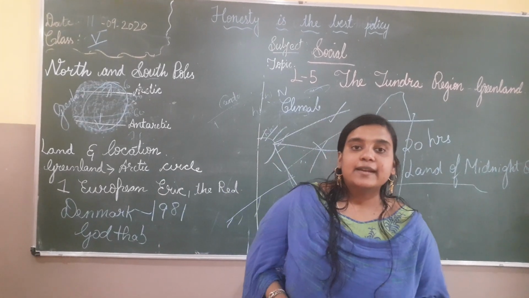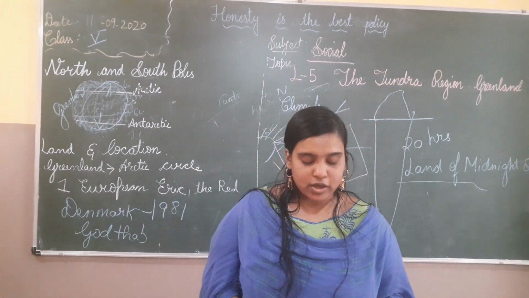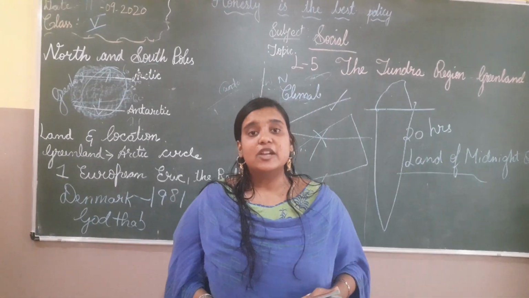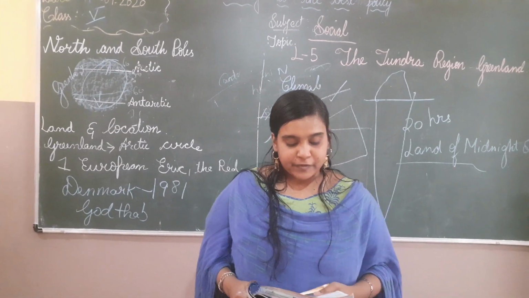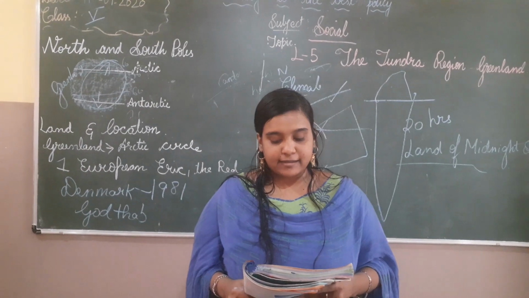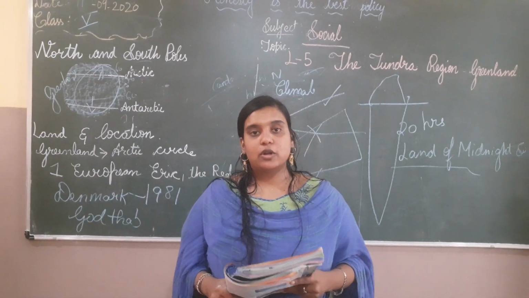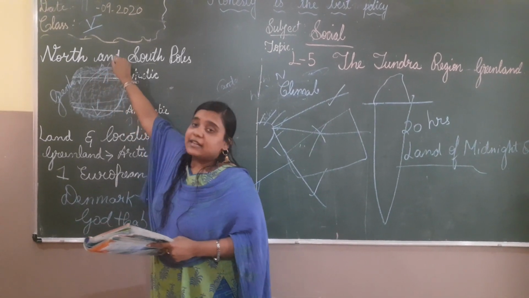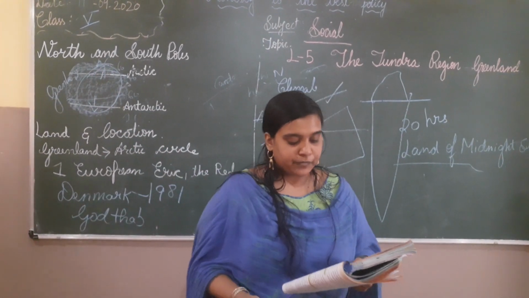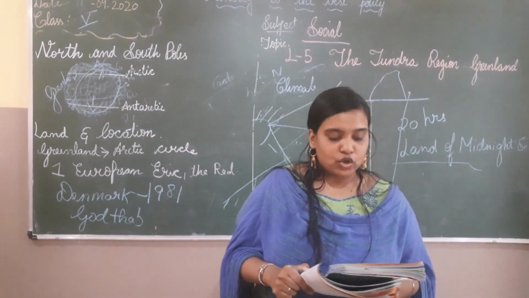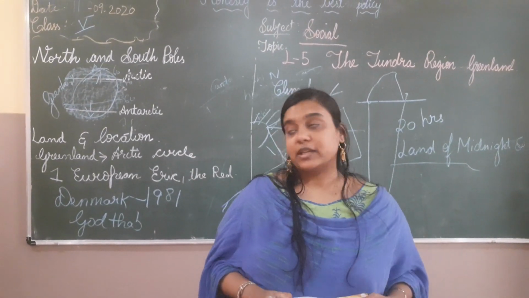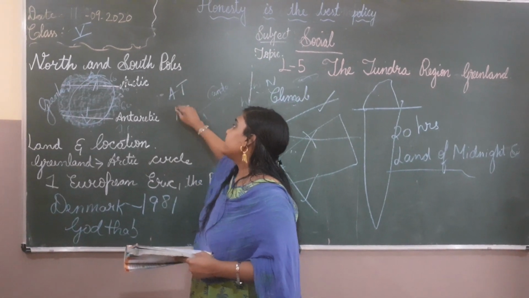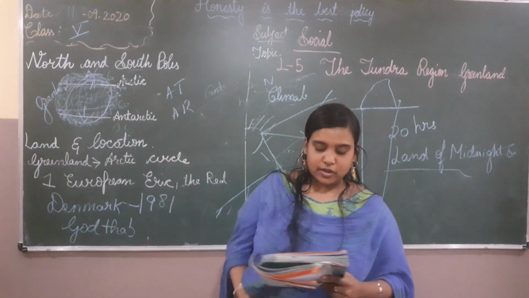Where does Greenland lie? Greenland lies near the northeast of Canada. I repeat, Greenland lies near the northeast of Canada. Most of Greenland falls in the Arctic Circle and is very close to the North Pole. It has the Atlantic Ocean to the south and the Arctic Ocean to the north.